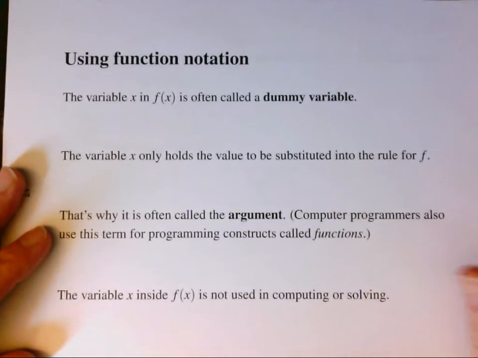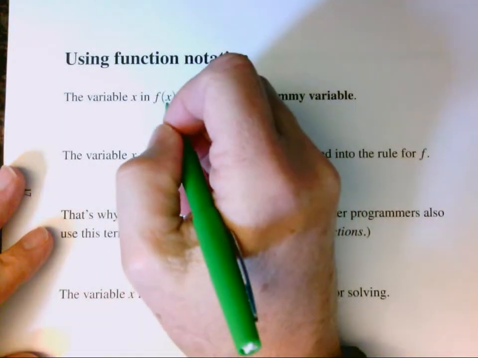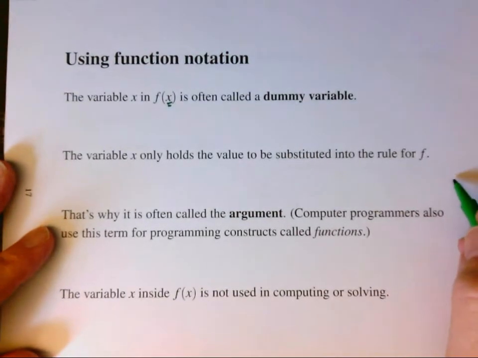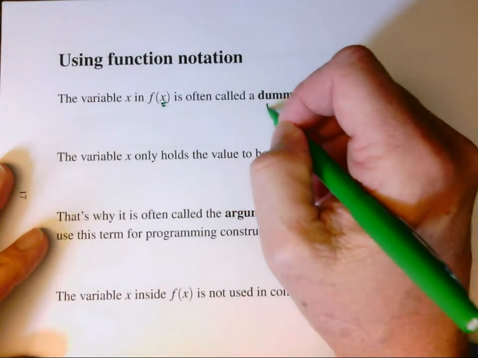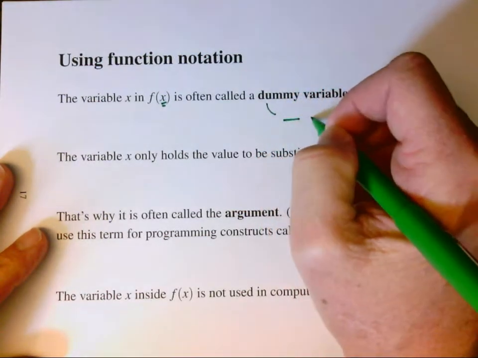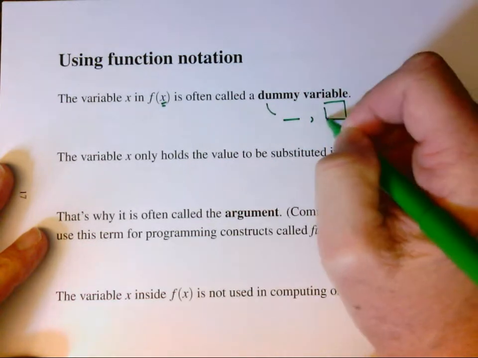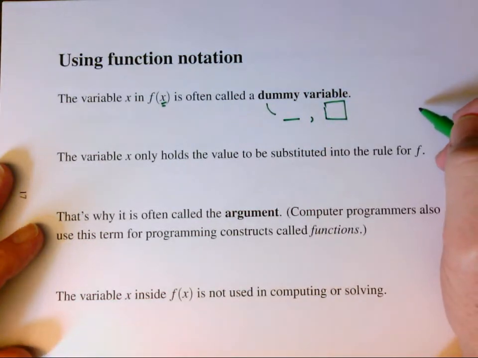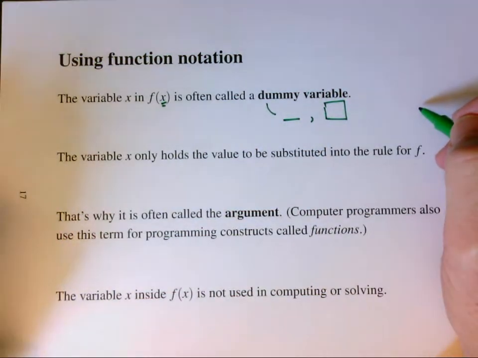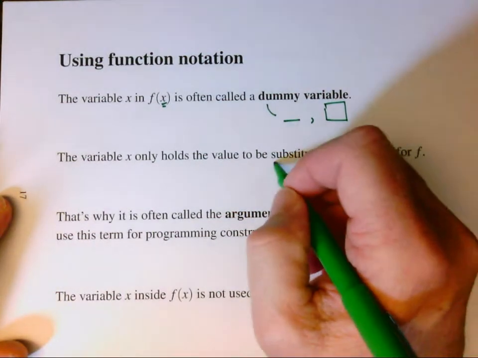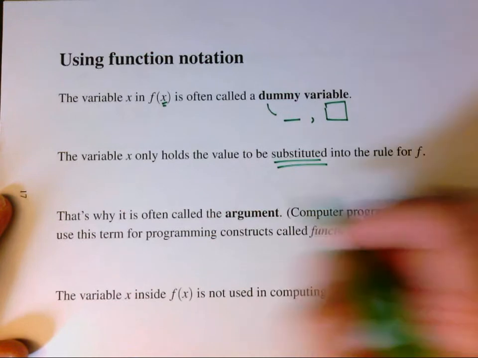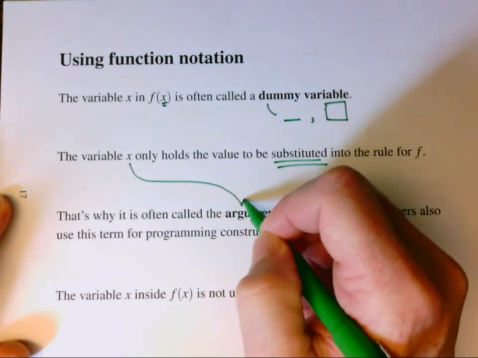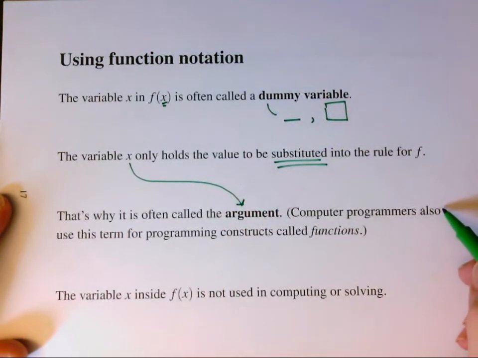So using function notation, we often call this x a dummy variable. I mentioned that a few slides back. All it's doing is really acting as a slot. It acts as a blank to fill things in or a box to fill things in. It tells you where to put the inputs. That's all it does. It just marks where to substitute in the input. And this x, since it's doing that one limited thing, is often called the argument.